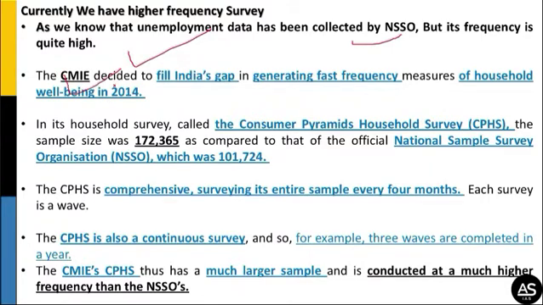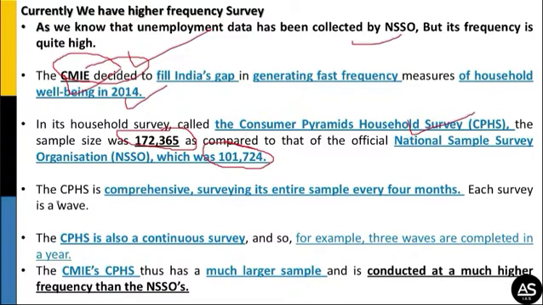This institute, CMIE, decided in 2014 to fill the gap in generating fast frequency measures of household well-being. So this agency has taken the responsibility to increase the frequency of data measurement. In its Consumer Pyramids household survey, the sample size was 1,72,365, as compared to the official National Sample Survey Organisation, which takes data from 1,01,724.